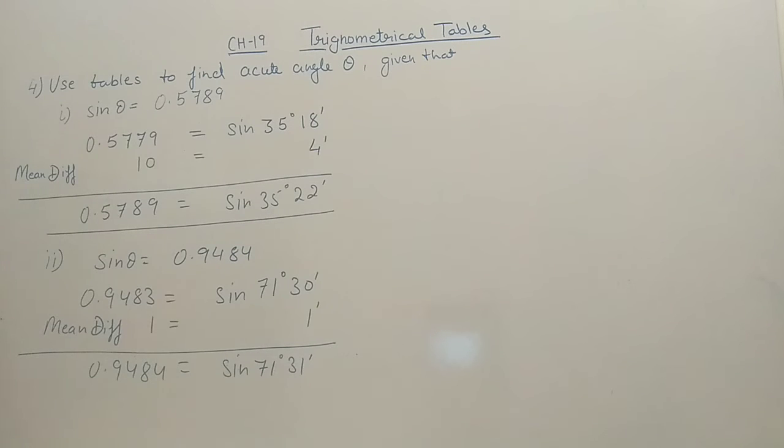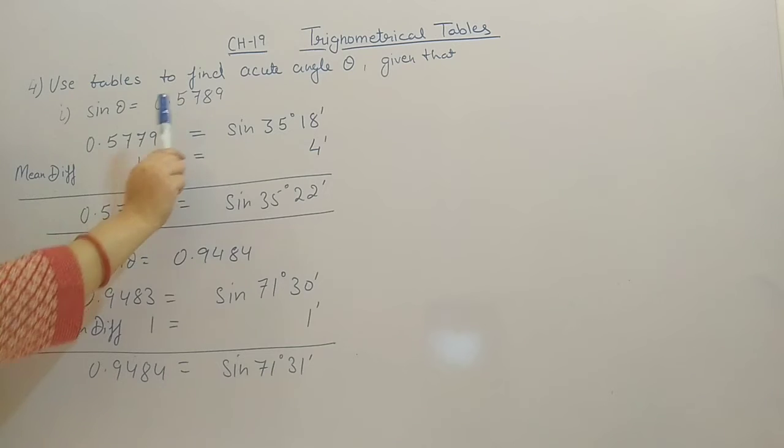Question number 4. Use tables to find acute angle theta given that sin theta is equal to 0.5789. This is the reverse of the first question. Here the value will be given, and with the help of the value you have to find theta. So first check the nearby value in the table.